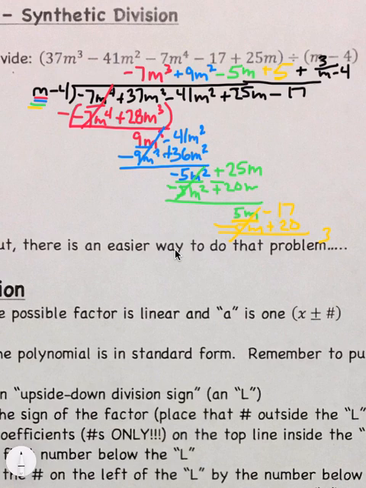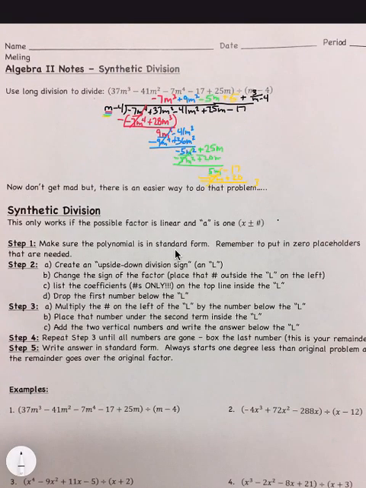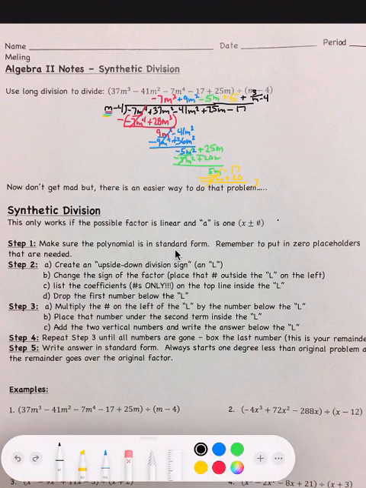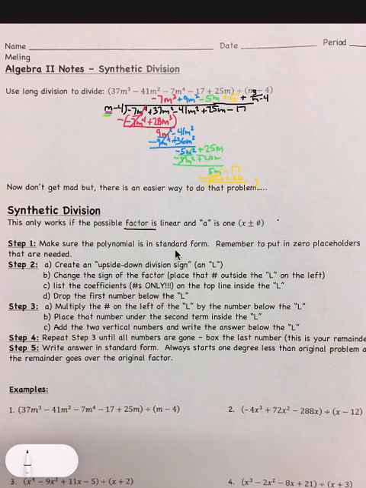So you can see that's a lot of work. That's a lot of work in class with everybody. That probably took us at least 5 minutes to do, just on our own. Now, I don't want you to get mad, but there is an easier way to do that problem. It's called synthetic division. Now, synthetic division only works if the possible factor is linear and a is 1, x plus or minus a number.